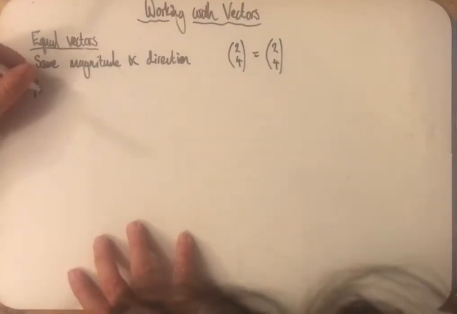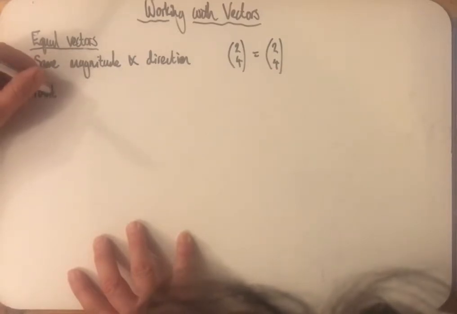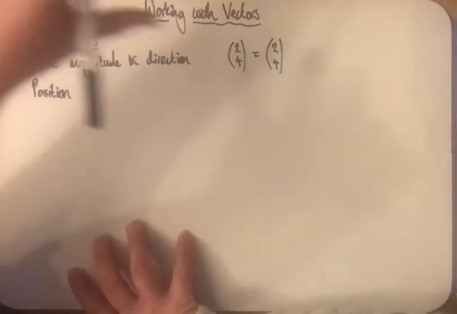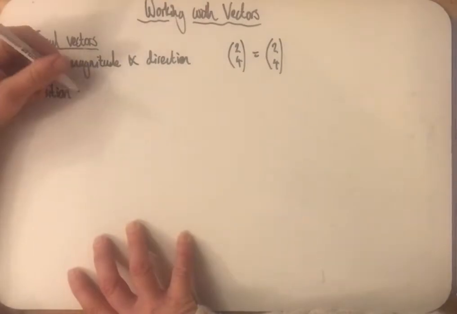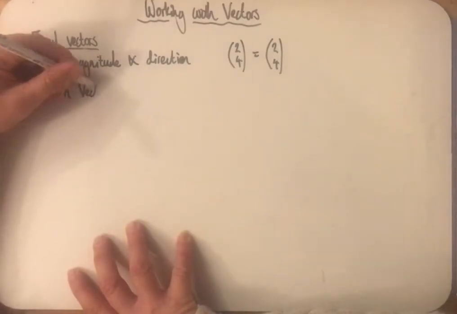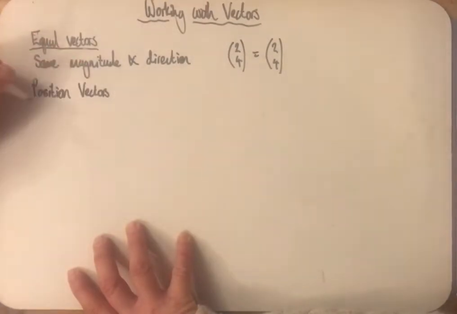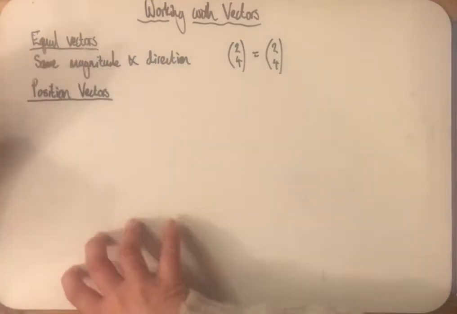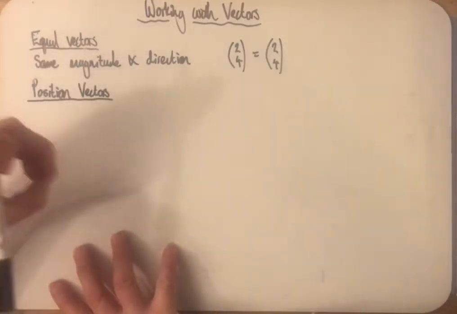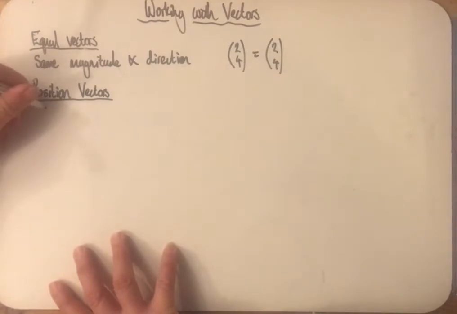Right, position vectors. So I spoke to you about this last time. Vectors are kind of freestanding things which you can move around. But sometimes you want to actually fix points using vectors. And what we do is we fix an origin. So position vectors start at the origin.